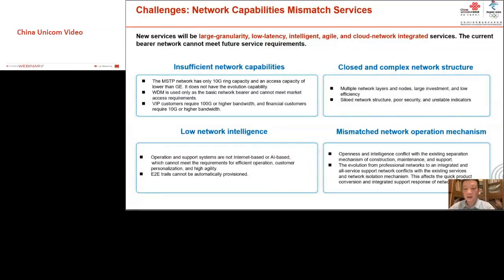The access capacity of the MSTP network is lower than gigabit. However, a lot of VIP customers require 10 gigabits, even up to 100 gigabit or higher. Second, the network structure is complex. The chimney structure, many layers, and the transmission efficiency is quite low. The third is the network is not intelligent enough to automatically provision service for end-to-end circuits. The last one is that the network doesn't match the operation mechanism, which affects productization and integrated support of the network.